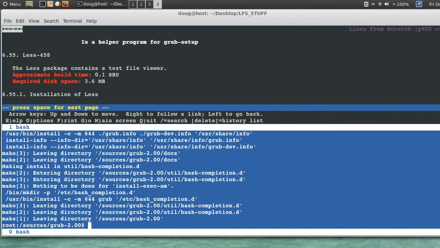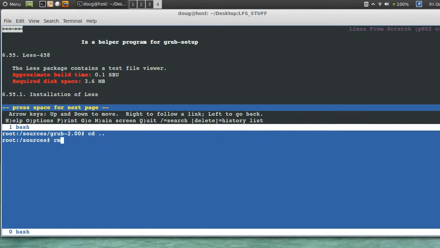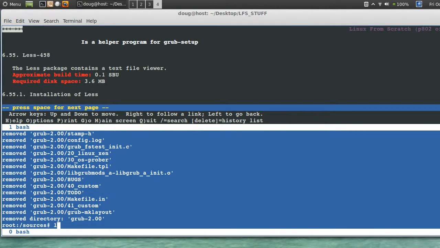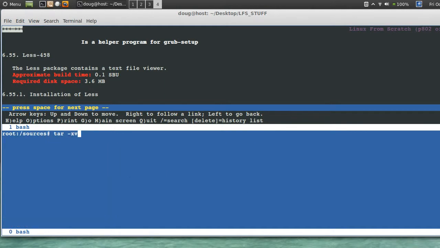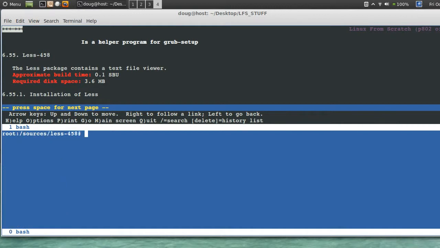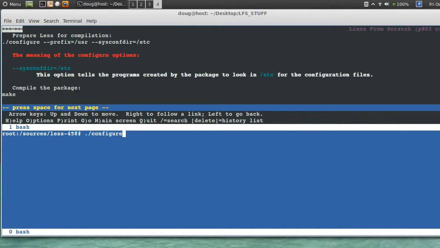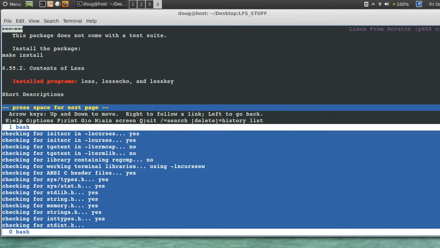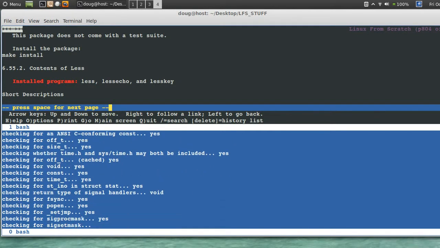Grub is done. Grub. Tar xvf less. Configure prefix equals /usr. Sysconf dir is going to equal /etc. Less is less than must be used. Make install.